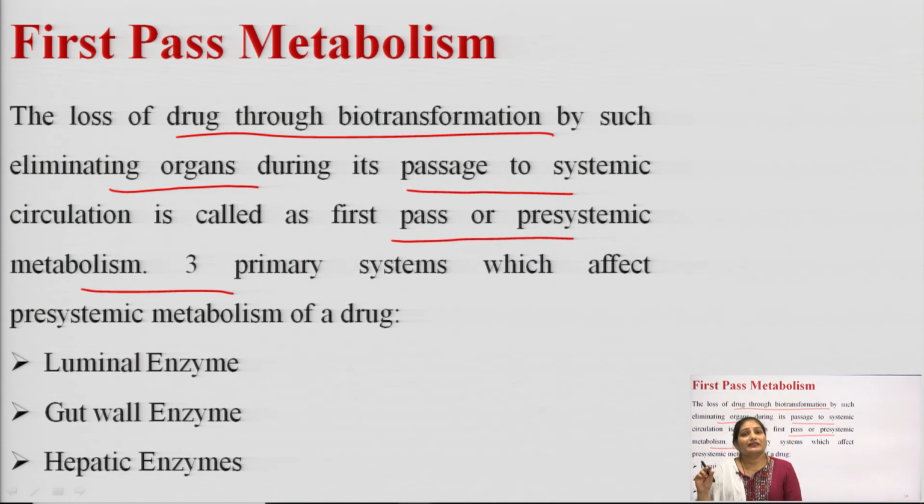Okay. So, in this first pass metabolism, we can have three primary systems that can affect this metabolism, and these are luminal enzyme, gut wall enzyme and hepatic enzyme. In case of luminal enzyme, we can have the bacterial enzyme that is affecting the first pass metabolism, or we can have the digestive enzyme also, that are affecting the first pass metabolism.